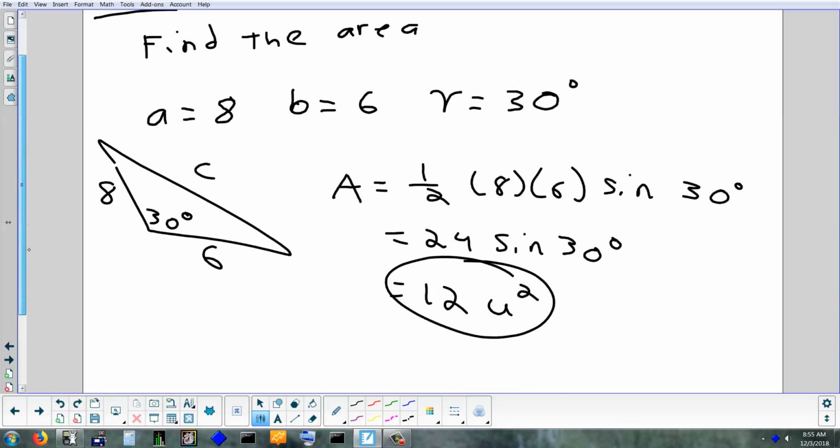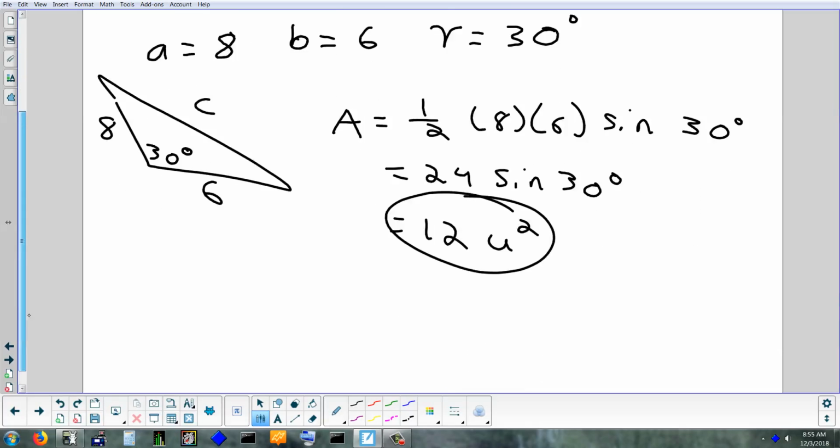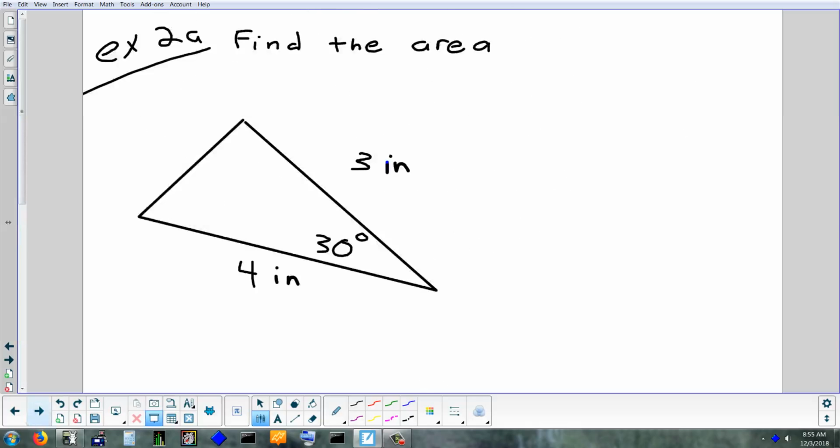Questions on that one? All right, let's try this one. So another one, find the area. Now if we look at it, we don't know the height. The height would be something like right there. This is kind of turned. That dotted line would be the height of the triangle. We don't know that, but we don't need to. We can use that other formula that we learned.